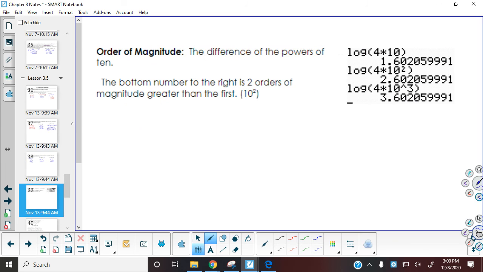One final thing I want to introduce to you today before I finish the video for today, we're going to split 3-5 into 2 different videos, is what's called the order of magnitude. The order of magnitude is just the difference of powers of 10. So for example, what I have here is a screenshot, and if you look, this is 10 to the first power. This one is 10 to the third power. So the bottom number to the right is 2 orders of magnitude greater than the first. In other words, we look at our exponents, that 3 minus 1 is where that 2 orders comes from. So again, all you're looking at is the power of 10, and you're doing the difference of that. That is your order of magnitude.